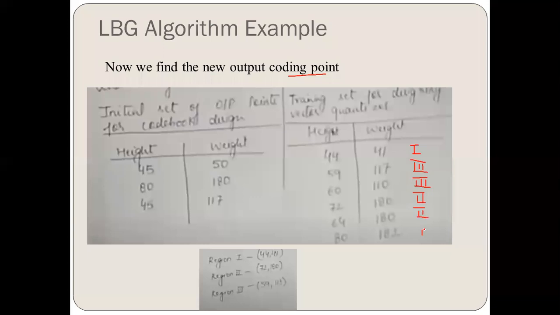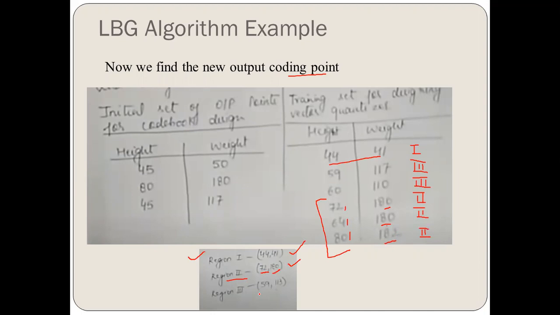So I've told you in the earlier slide also how we are going to calculate the new regions. For the first, 44 and 41 is there. So 44 and 41 is the new region for the first one. For region 2, just see here, for region 2 these are the 3. So 72 plus 64 plus 80 divided by 3, that will be equal to 72. 182 plus 182 plus 182 divided by 3, this will be equal to 180. So this is the value for region 2.